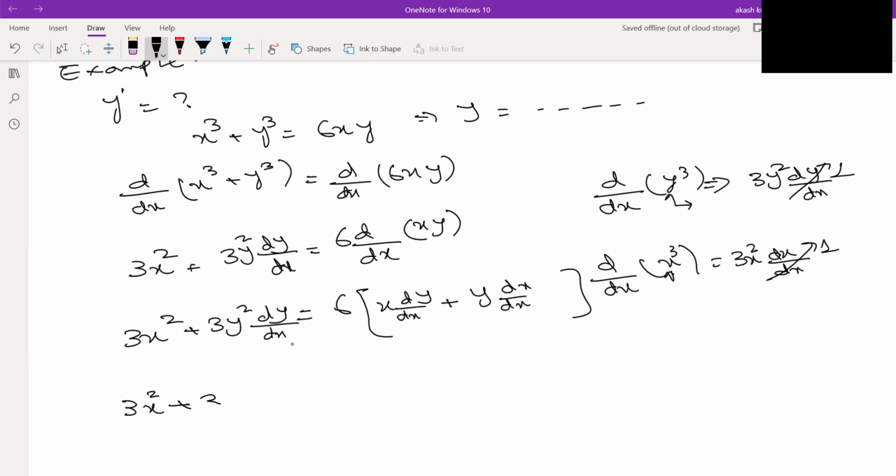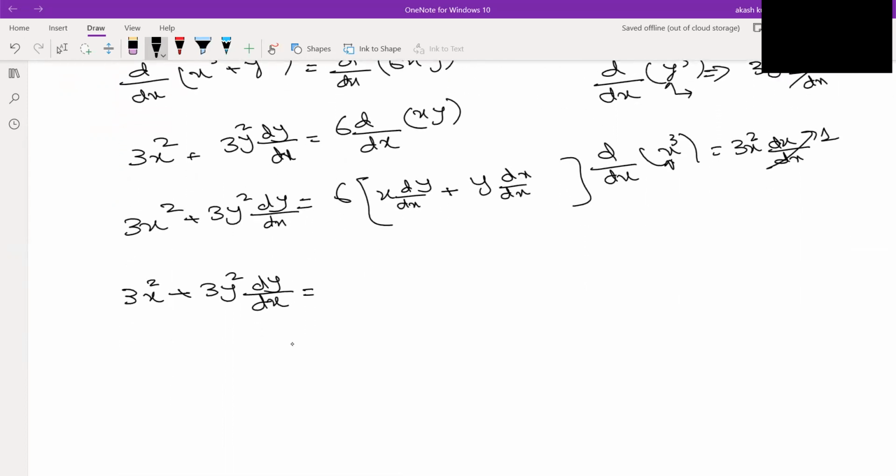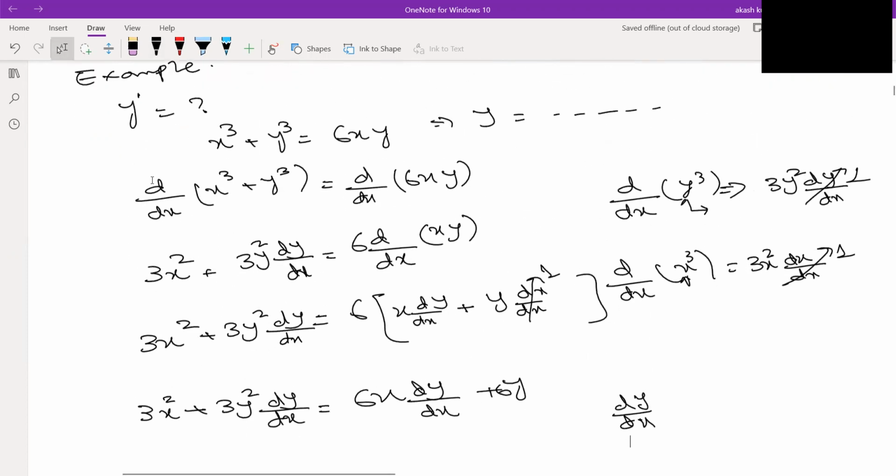3x squared plus 3y squared dy by dx is equal to, multiplying 6 with the whole, 6x dy by dx will be as it is, plus this will be equal to 1. And multiplying 6 with y, so it will be 6y. Now we are solving for what? We are solving for dy by dx. That's what we have asked in the question, but we have to find y dash.